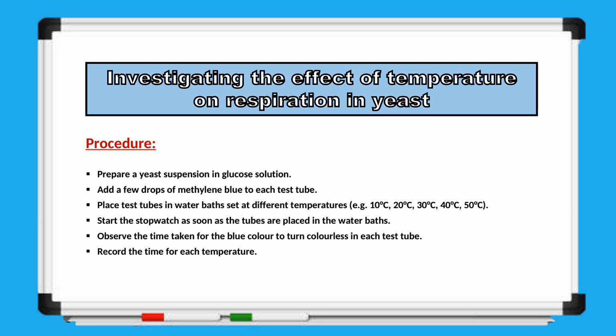A shorter time indicates faster respiration, while a longer time indicates slower respiration. By recording the time for each temperature, we can compare how different temperatures influence the speed of aerobic respiration in yeast, helping us understand the effect of temperature on enzyme activity and cellular processes.